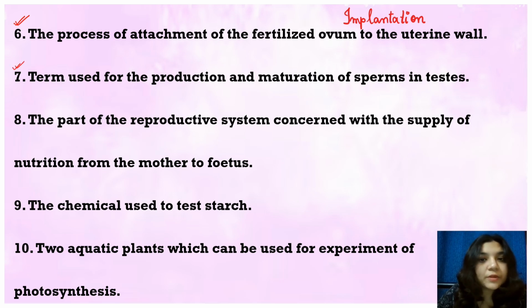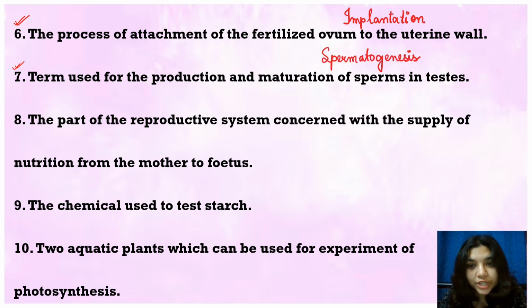7. Term used for the production and maturation of sperms in testes. This is spermatogenesis. Spermatogenesis is the production of sperms inside the seminiferous tubules present in the lobules of the testis.